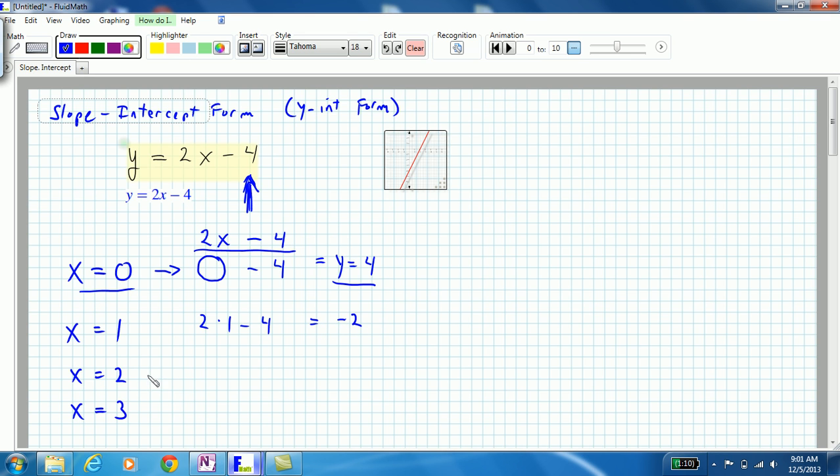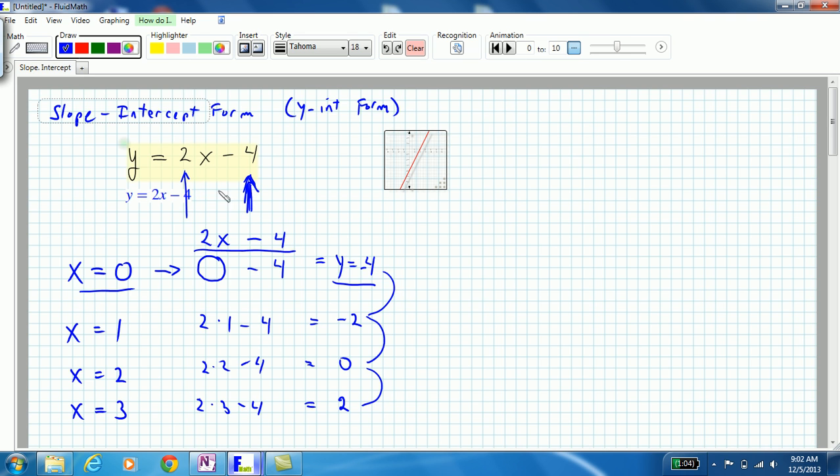We plug in x equals 2. 2 times 2 minus 4 is 0. We plug in x equals 3. 2 times 3 minus 4 is 6 minus 4, which is 2. So as we move along the x-axis, 0, 1, 2, 3, we went from minus 4 to minus 2 to 0 to 2. We're basically adding 2 every step of the way. So we move over 1, we move up 2. So the slope is 2.